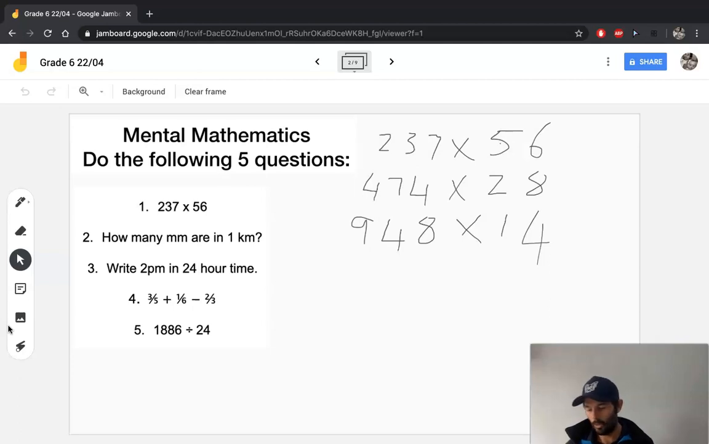And then I can do it once more. That's 1,896 multiplied by 7. And then I can just do short multiplication.